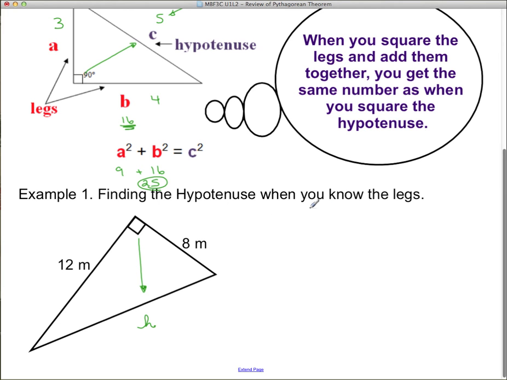What the Pythagorean theorem says is if I take the legs, I've got two legs here, I've got 12 and I've got 8. If I square them and add them together, I'm going to get the same thing as if I take the hypotenuse, which I let be H to stand for hypotenuse, and square it. That's my A squared plus B squared equals C squared, except now that we're using these numbers. So let's actually square them.